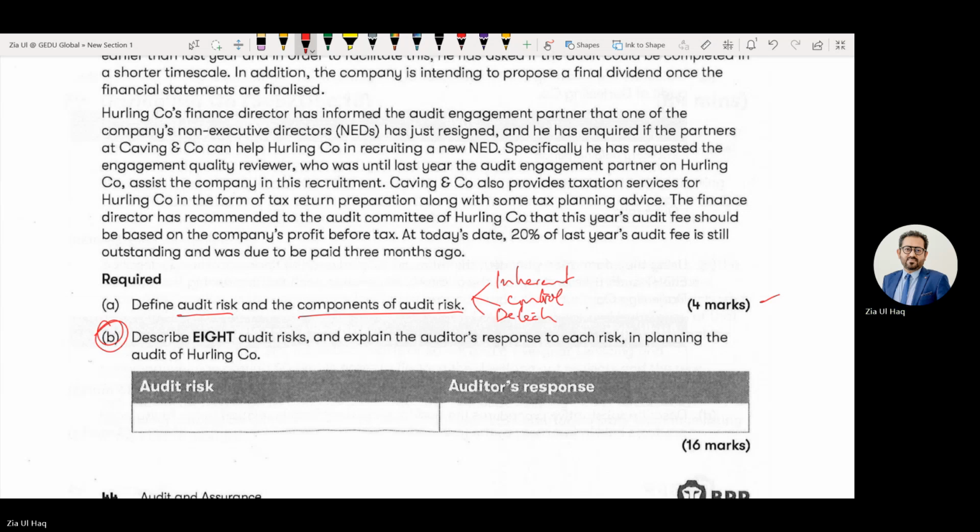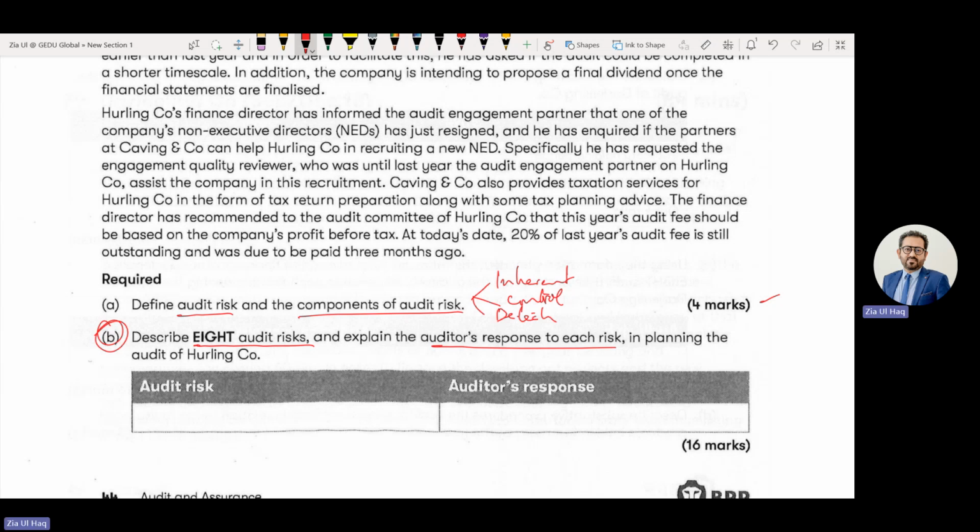Requirement B. Describe 8 audit risks. Audit risks we need to identify from the scenario and explain the auditor's response to each risk, and along with each risk, we need to write down the response. Response means audit procedures. But if the auditor asks to write down a substantive procedure, we need to write down the procedure by using specific wording of procedures.